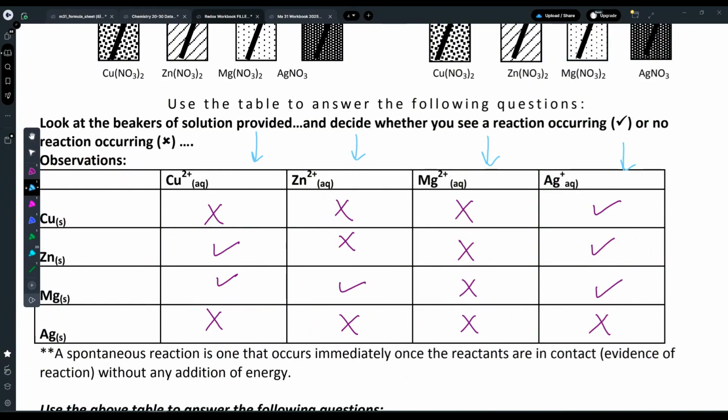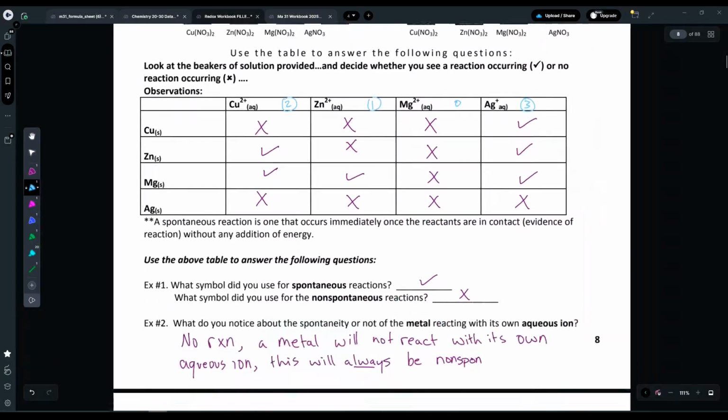Looking at the copper 2+ column here, I see that the copper 2+ ion reacted a total of 2 times, right here and right here. I'm just going to make a little note to myself. The zinc 2+, it only reacted once here, so I'm just going to go 1. Magnesium didn't react at all, and then silver reacted 3 times. Okay, so I'm getting my order now. It looks like the silver ions are the most reactive, then copper 2+ ions, then zinc ions, then magnesium. Okay, so let's order it.